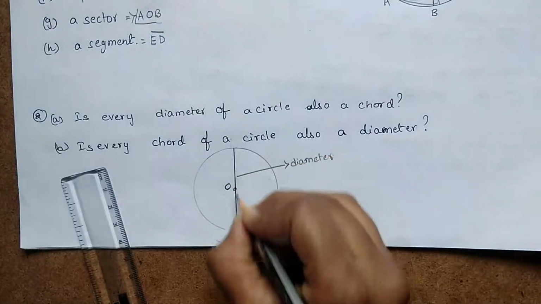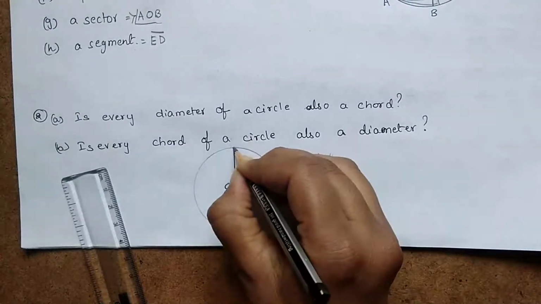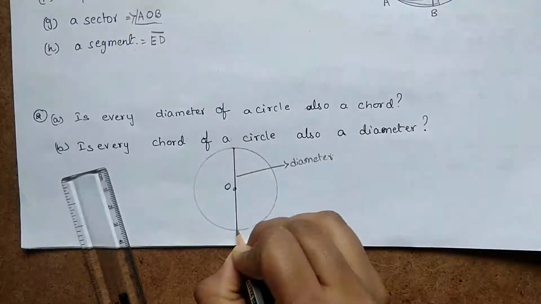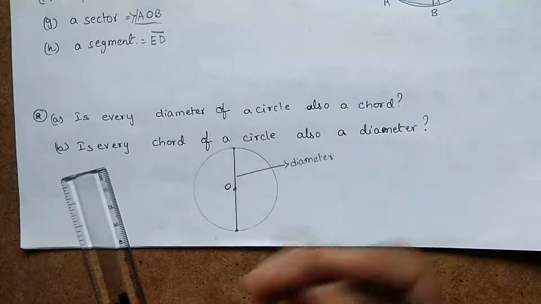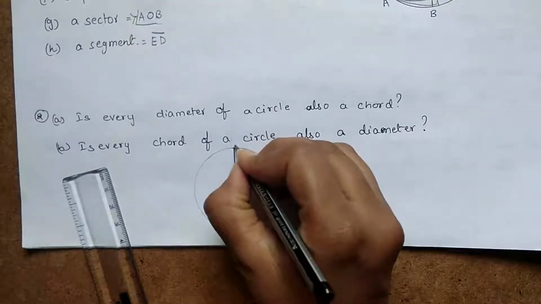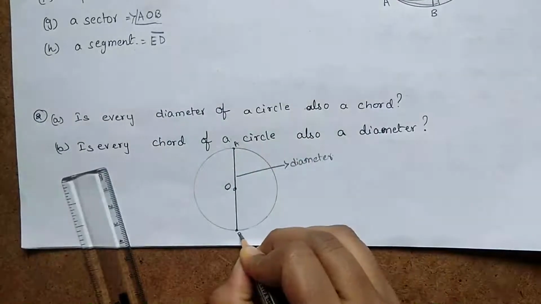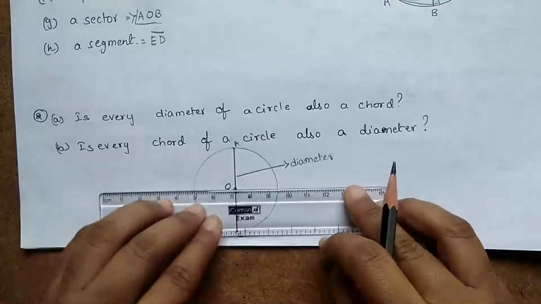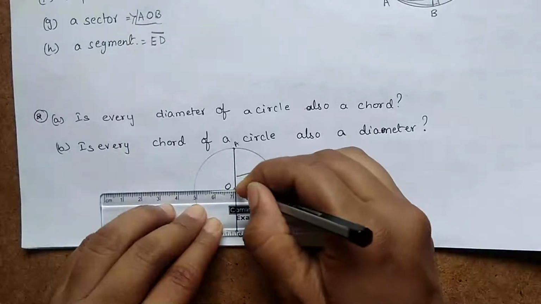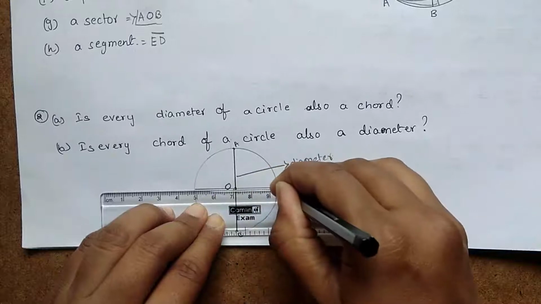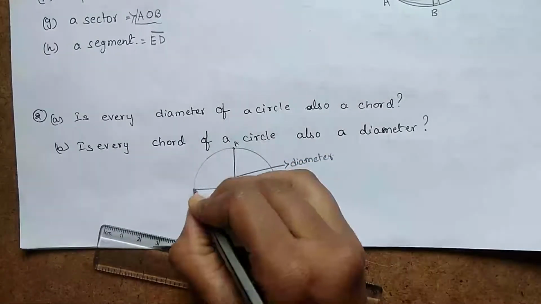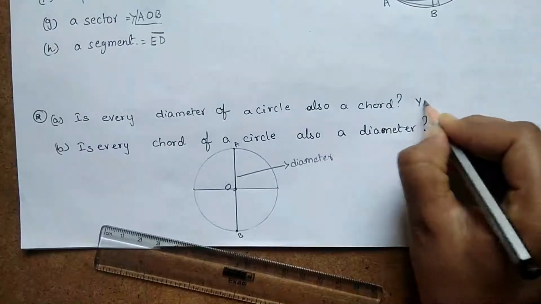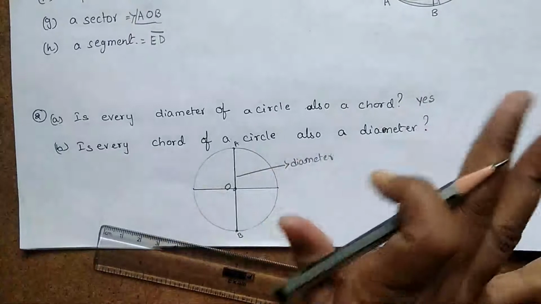Now see here, this is the biggest chord in a circle because it touches one point of the circumference to another point on the other side. We can easily call it AB. This is the biggest chord in a circle, and all diameters are the biggest chords of a circle. Is every diameter of a circle also a chord? Yes, every diameter of a circle is also a chord.